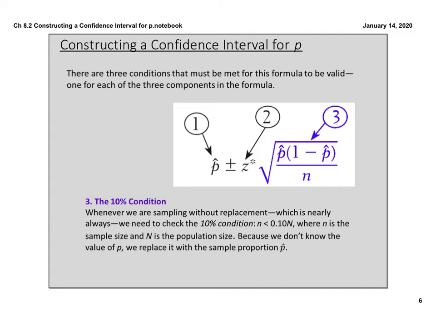And then the third one is that 10% condition. And we've talked about the 10% condition before. When we are sampling without replacement, which is almost always, when you're dealing with people, even when you're dealing with animals, you usually don't put your subject back and then be allowed to pull them again for your sample. Once you pull someone for a sample, you're not going to pick that person again. So you're sampling without replacement. In order to use normal calculations, you have to have the 10% condition be met, which means that your sample size is less than 10% of your population.